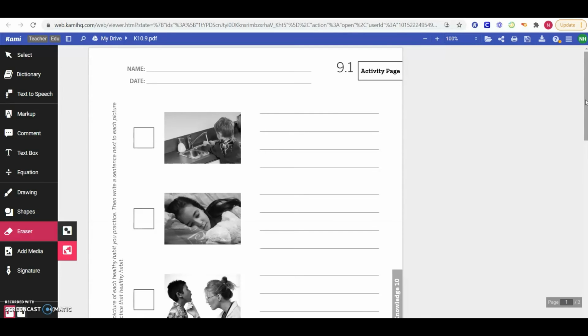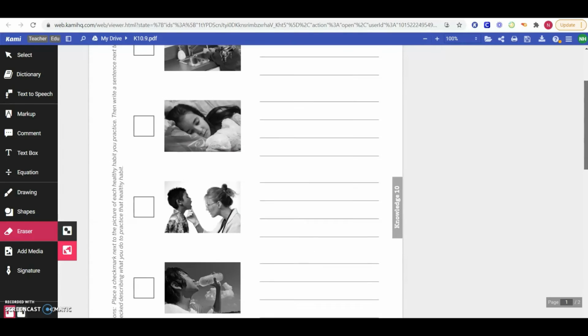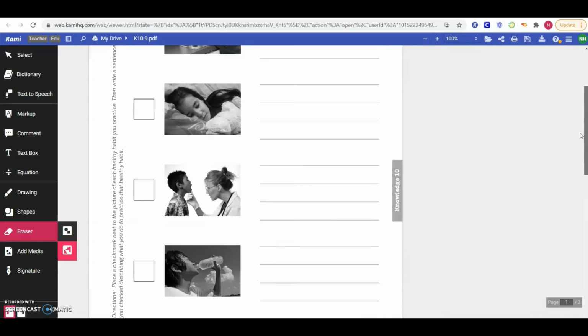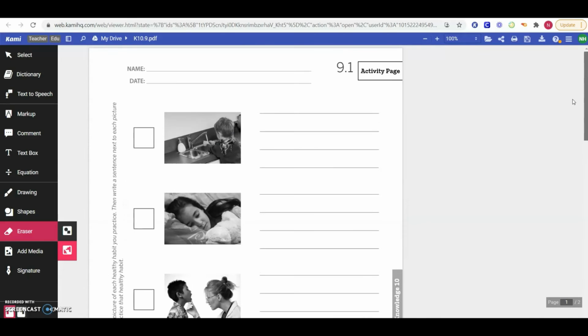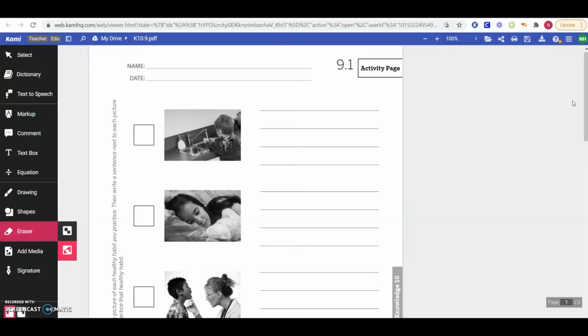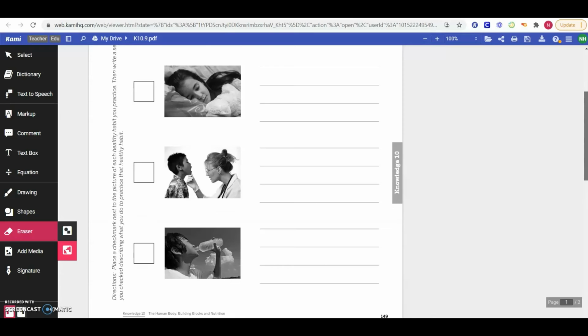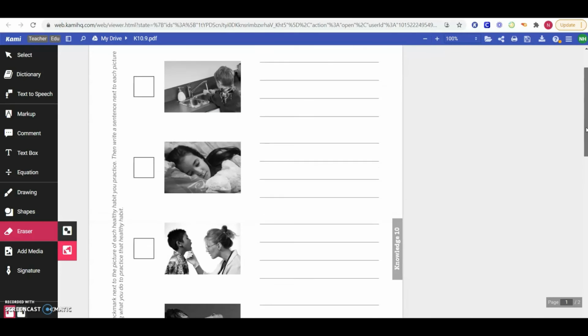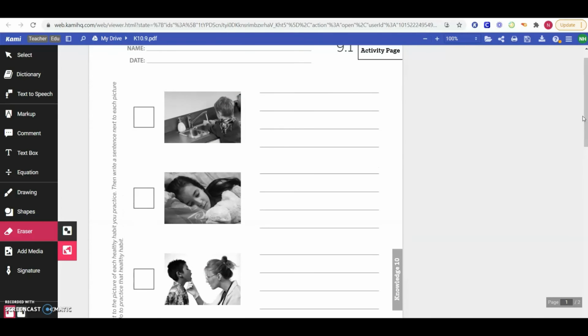Our first part, we have a healthy habits checklist. So on this list, we see pictures of healthy habits that are good for you to maintain or keep up. For this assignment, I want you to place a check mark next to each healthy habit that you personally do a good job of keeping up on. And I want you to write a sentence next to the picture that describes how you keep that healthy habit.